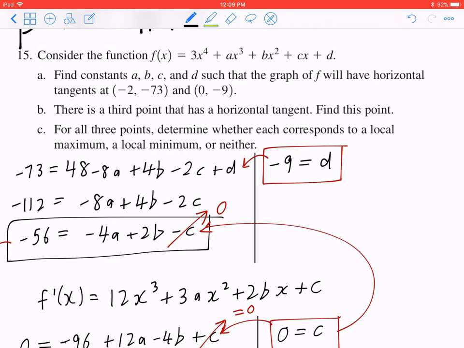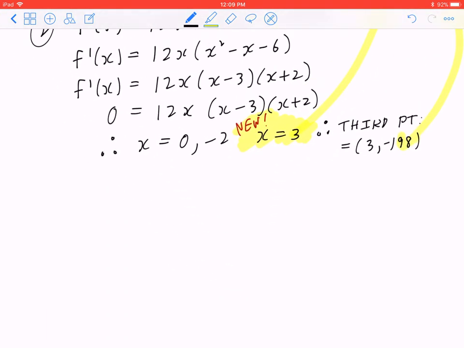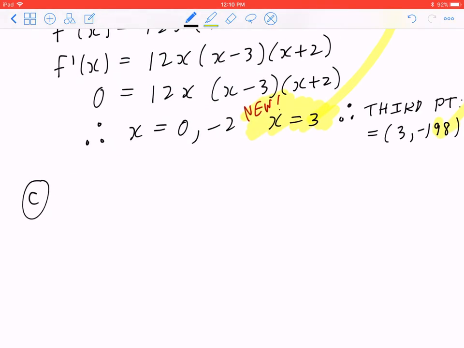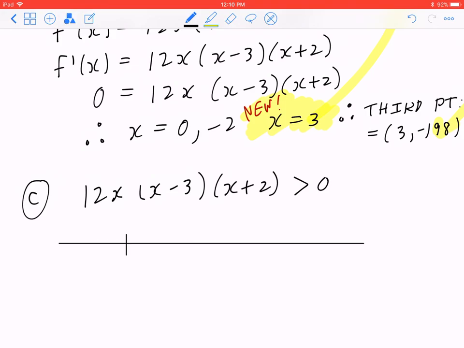In part C, it says, for all 3 points, determine whether each corresponds to a local maximum, a local minimum, or neither. So again, this goes back to MHF. I hope you remember that. When you think about f prime, which is 12x times x minus 3 times x plus 2, you want to make sure you can find out when this is positive, also negative, of course, and you can draw this number line.